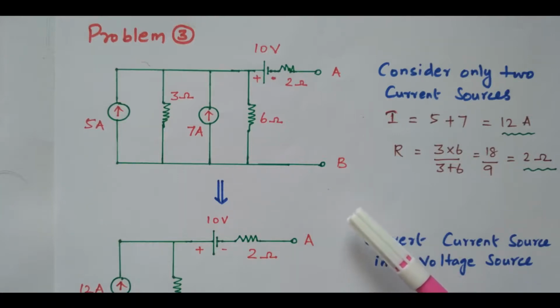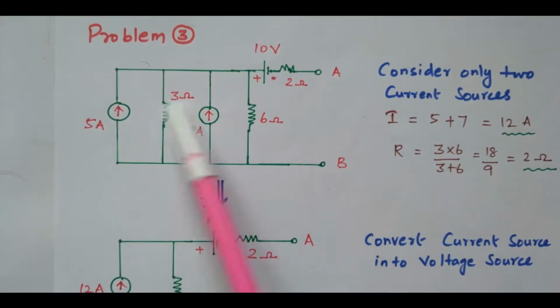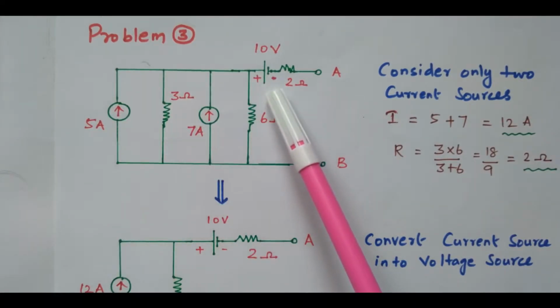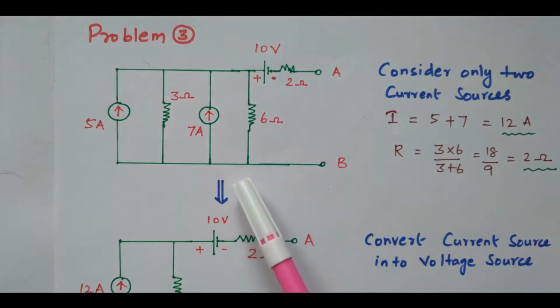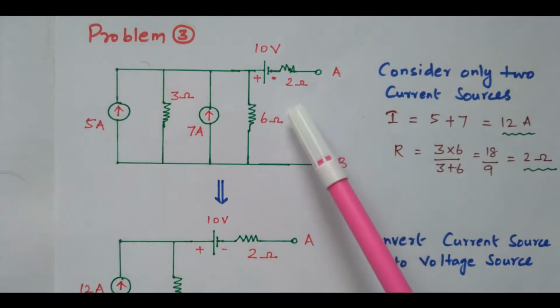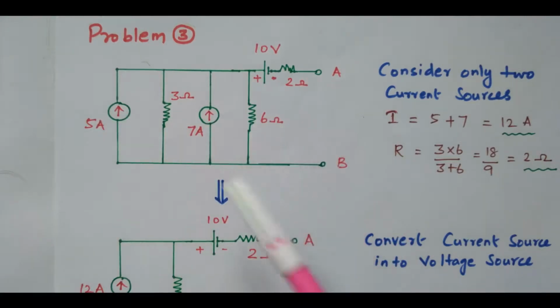We can convert to a single current source also, right? But in this problem, it is converted into a single voltage source with a single resistor. That is, these two current sources are converted into a voltage source, and finally one voltage source is obtained. But in another way, we can convert everything into a single current source also, right?